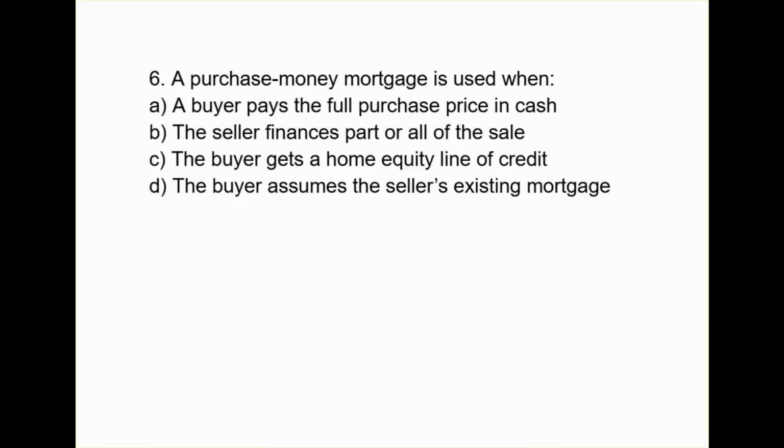A purchase money mortgage is used when A. a buyer pays the full price in cash, B. the seller finances part or all of the sale, C. the buyer gets a home equity line of credit, D. the buyer assumes the seller's existing mortgage.